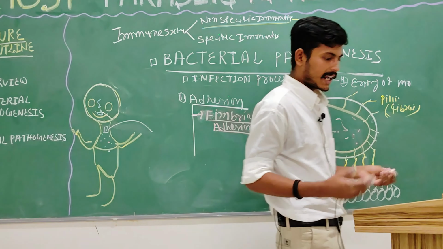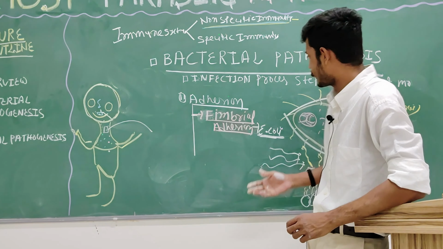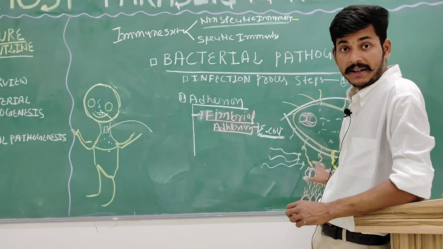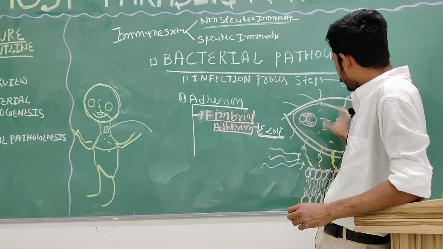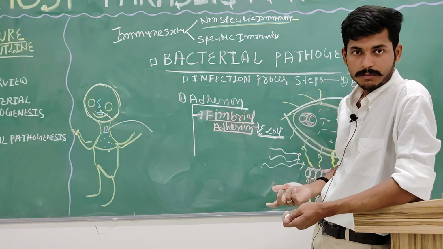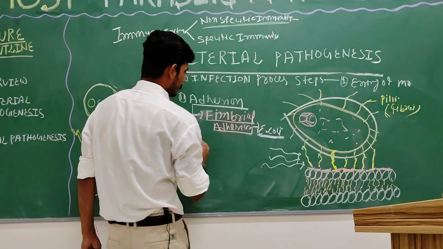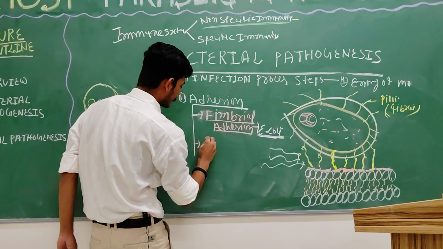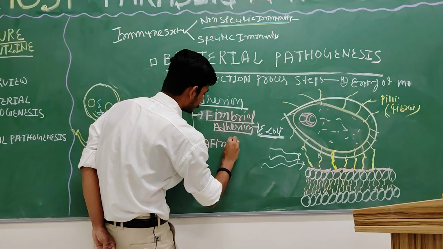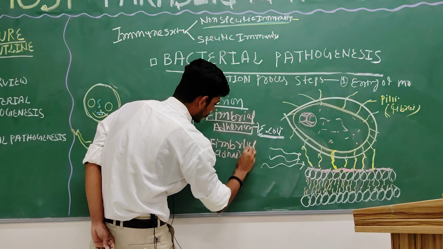Then there is another type of adhesion called afimbrial adhesion, because certain organisms won't have the fimbriae, these appendages. Then how can these bacteria adhere in order to cause a disease, how are they adhered in the host body? That's another mechanism, referred to as afimbrial or non-fimbrial adhesion.